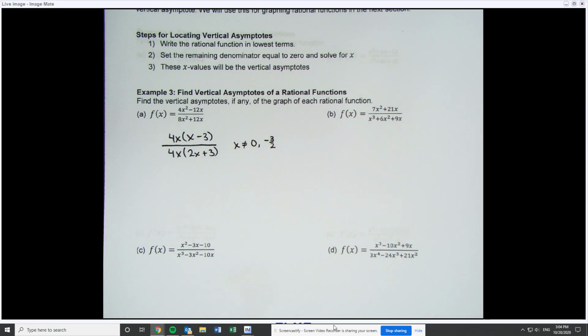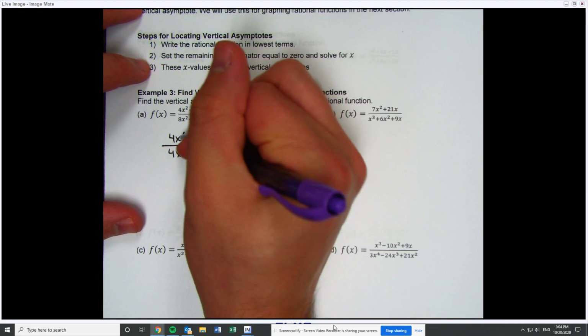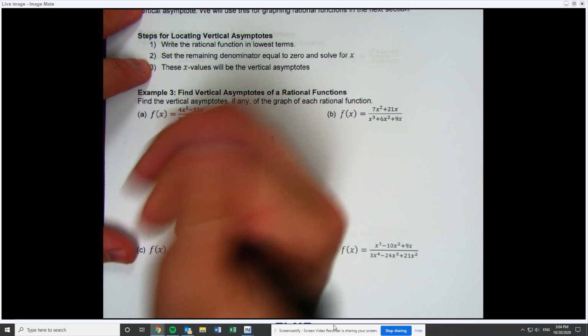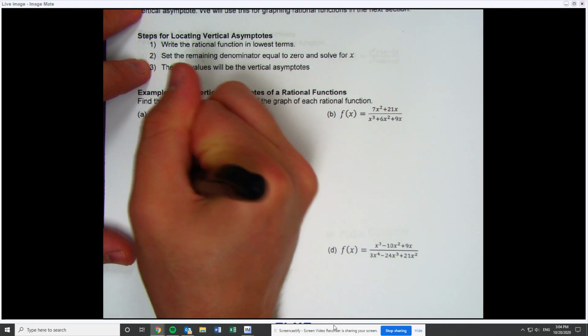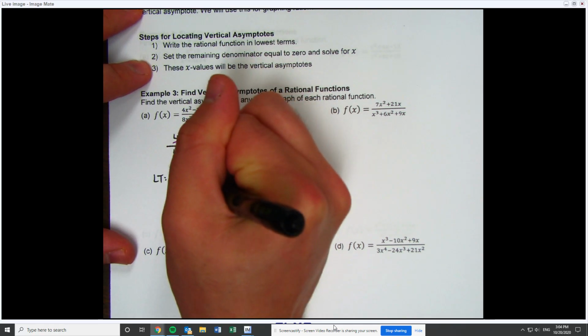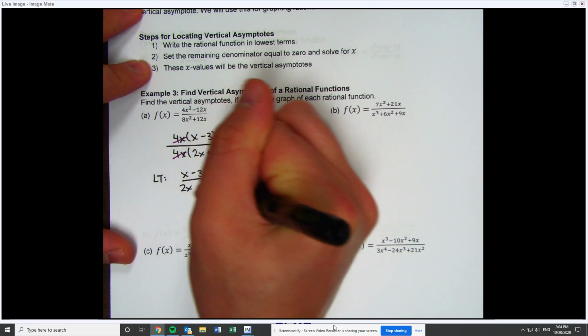Now, let's write this in lowest terms. I see that the 4x can cancel. Removing the 4x, I have my lowest terms right here: x minus 3 divided by 2x plus 3.